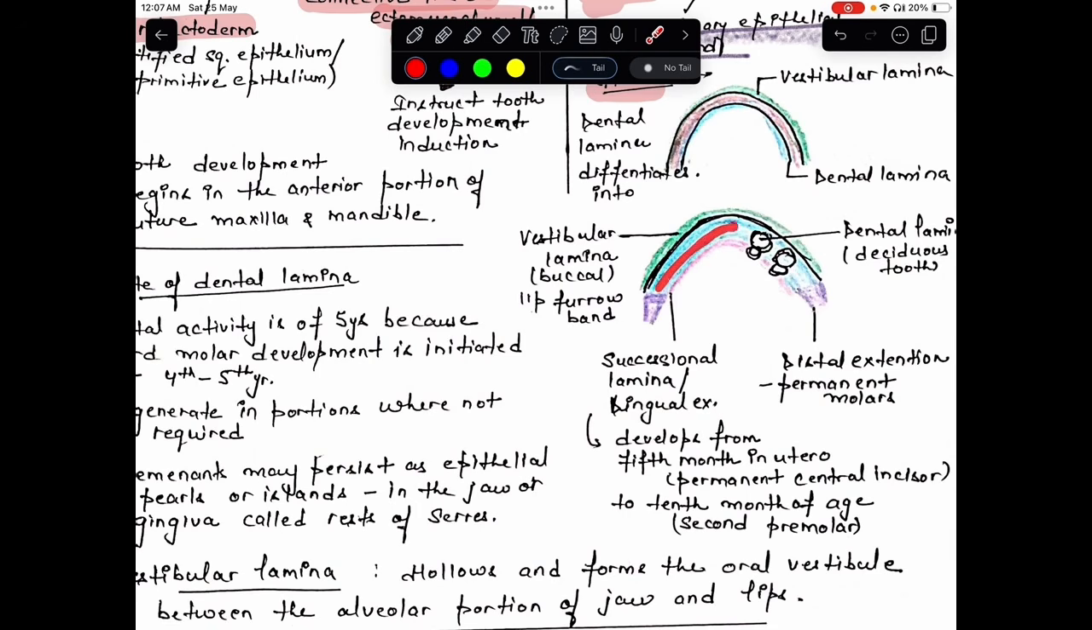So the dental lamina has two further differentiations. Okay, so it has a distal extension and it has a lingual extension. What does the distal extension do? The distal extension gives rise to the permanent molars, and from the lingual extension, the permanent teeth other than the molars are formed. Okay, and then what happens in the dental lamina? In there are buds of the deciduous tooth, only the deciduous tooth.